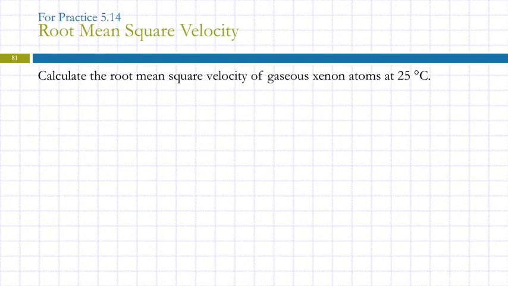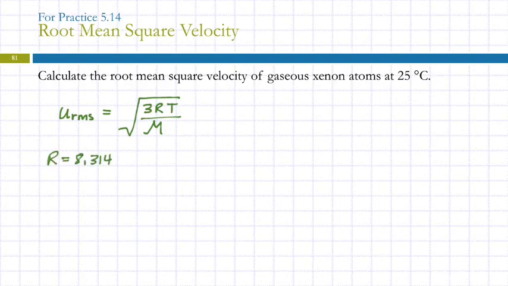So root mean square velocity, that's u_rms. Well, we were just introduced to an equation for that: the square root of 3RT over script M. So R is just a variation of the ideal gas constant where we've changed the unit. It's joules per mole Kelvin instead of liter atmospheres per mole Kelvin.